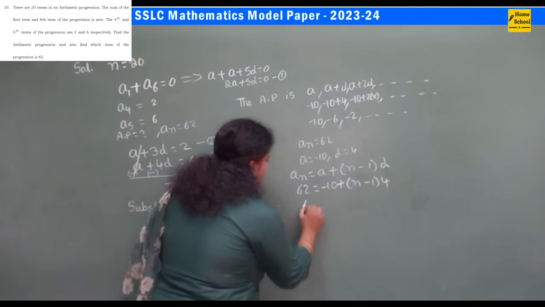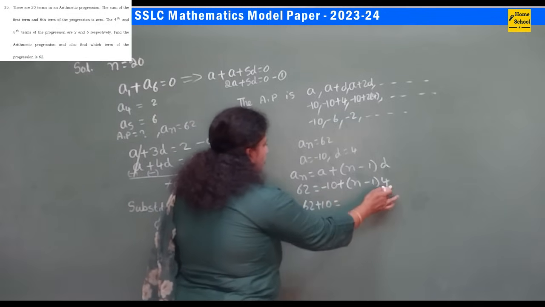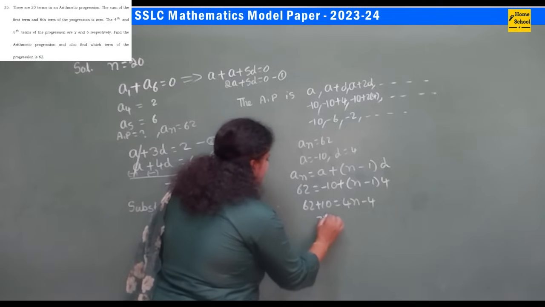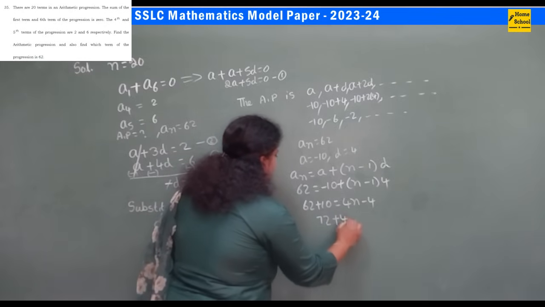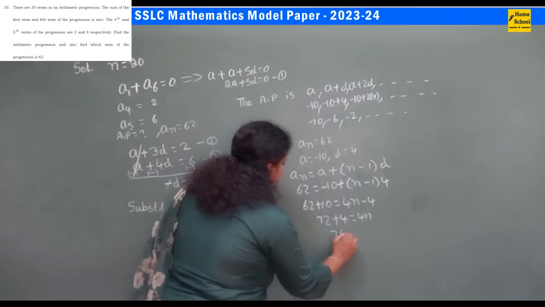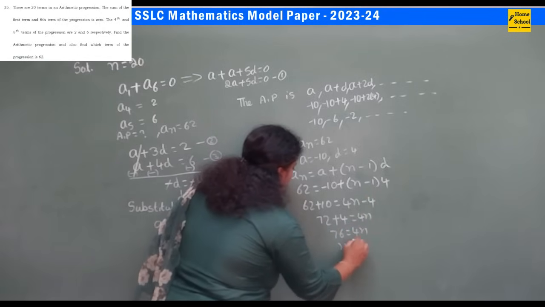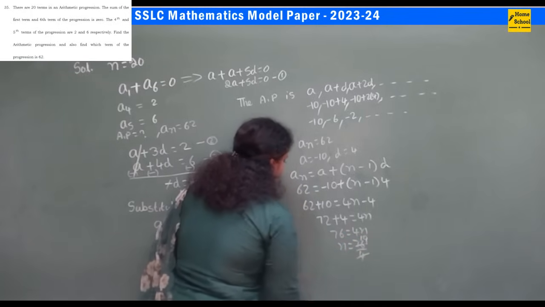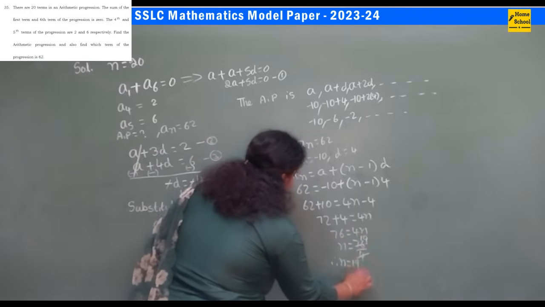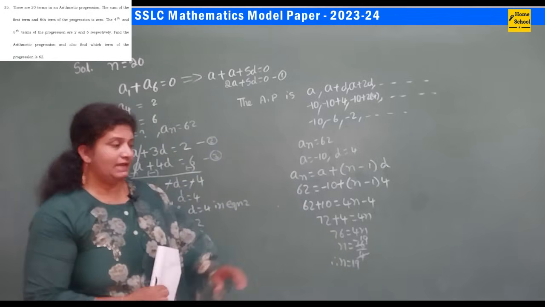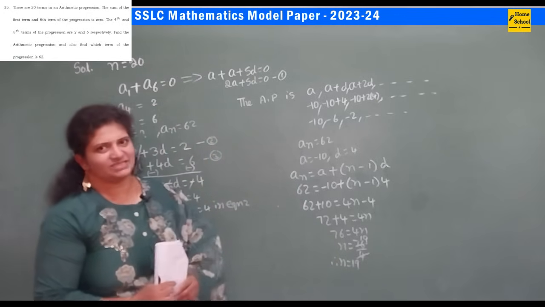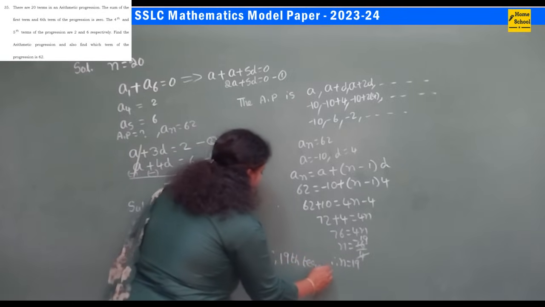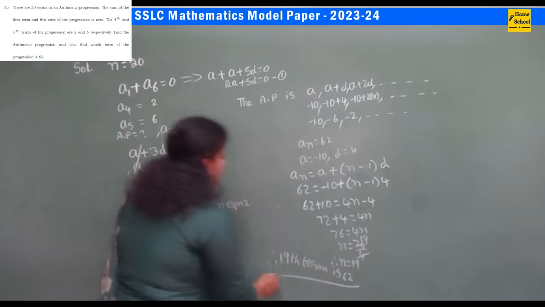Minus 10 bring this side, 62 plus 10 is equal to, multiply brackets, 4n minus 4. 62 plus 10 will be 72, minus 4 if you send it to the other side, plus 4. 76 is equal to 4n, n is equal to 76 by 4. 4 ones are 4, 4 nines are 36. Therefore, n is equal to 19. Finally, what I can say, the 19th term is 62. Therefore, the 19th term of the progression is 62.